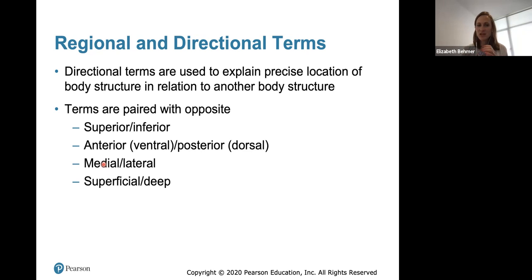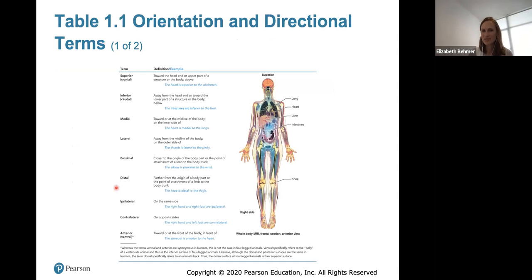And then superficial and deep have to do with structures superficial, closer to the surface of the skin, and then deep would be within the skin surface or within your body. So these are examples. So describing structures: inferior, superior, medial, and lateral. The heart is medial to the lungs because the heart is towards the midline, and the lungs are lateral to the heart because the lungs are further away from the midline.